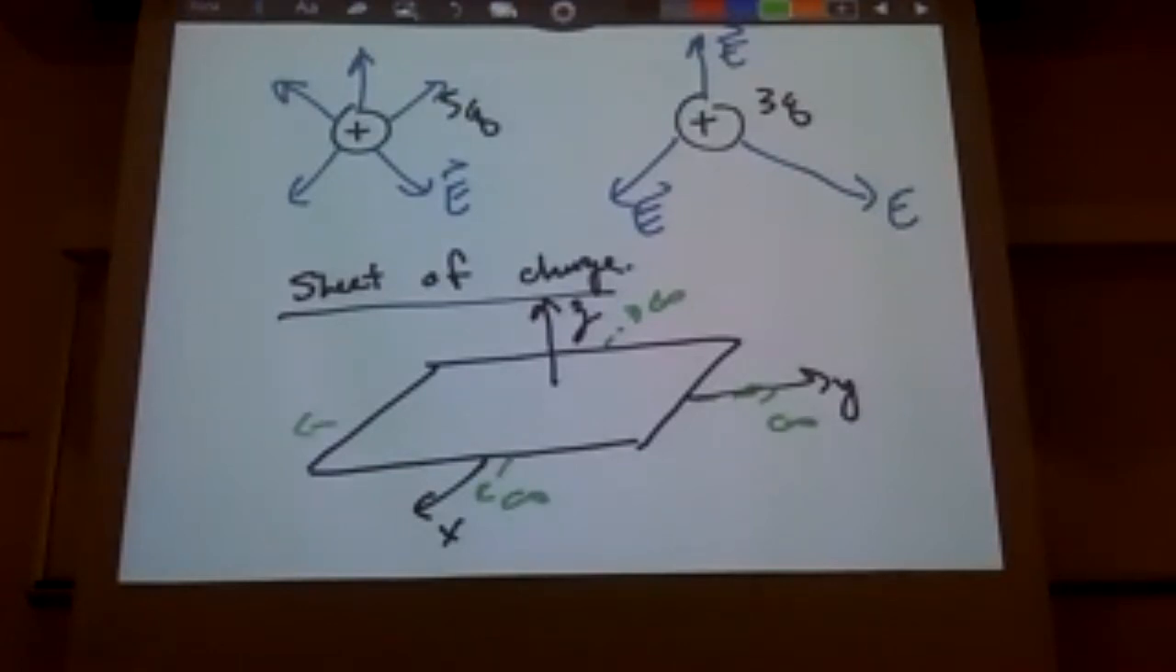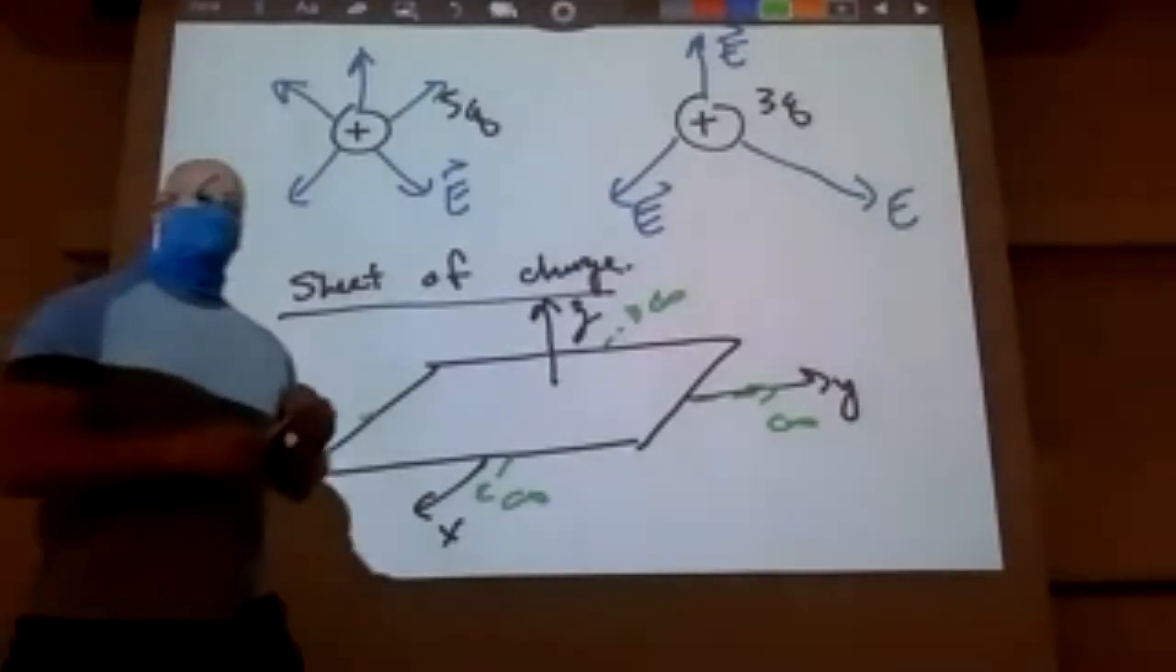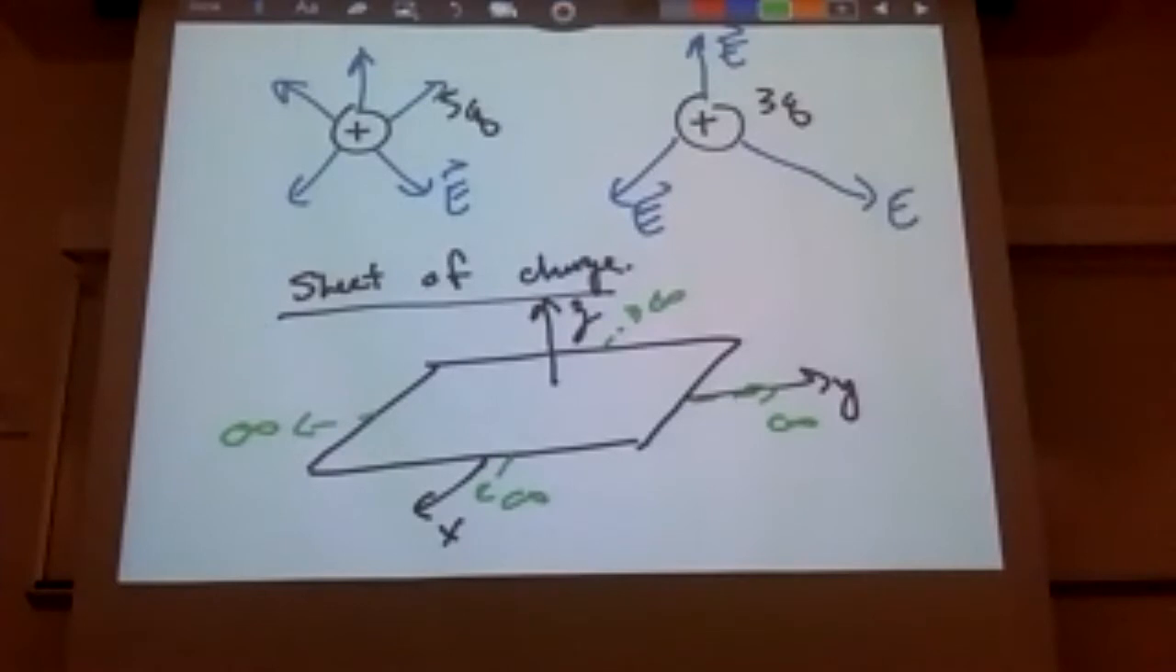So this thing is infinite in length. This is just a plane, a plane which happens to have a charge on it. Let's say this plane has a total charge of capital Q. I want to know what the electric field looks like for this sheet of charge. To do this, we're going to look at a side view of it instead. So here's my sheet of charge.